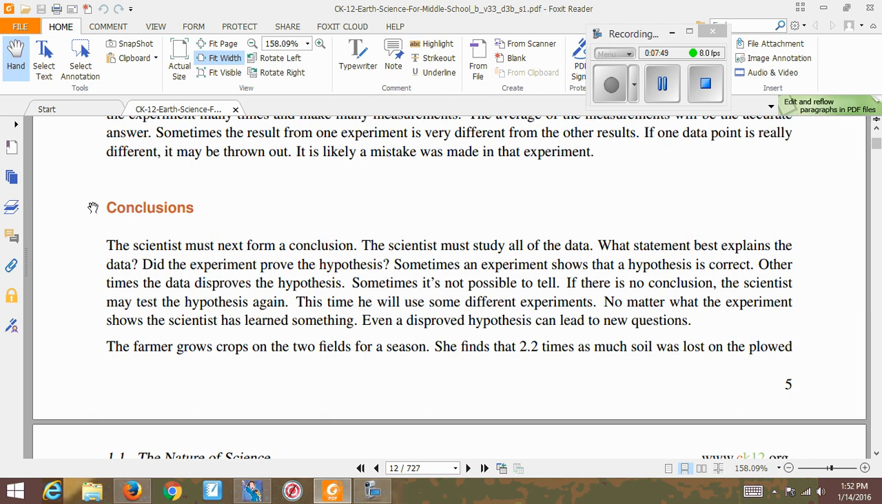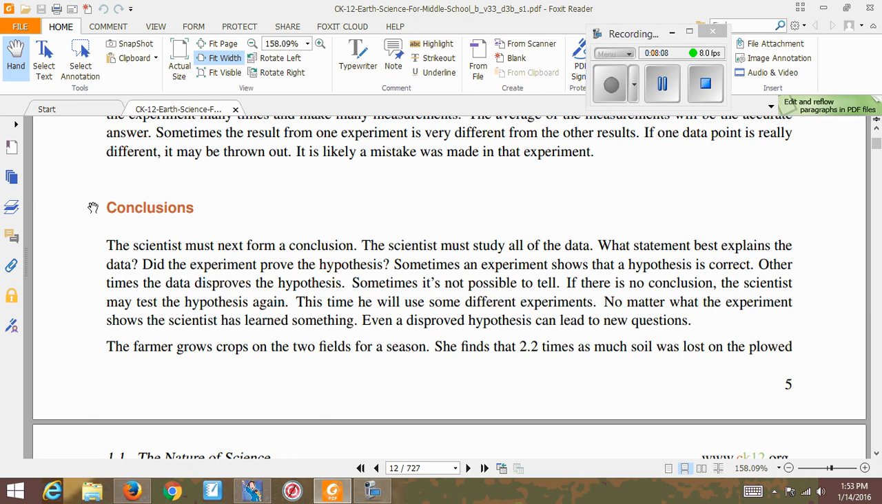If there is no conclusion, the scientist may test the hypothesis again. This time, he will use some different experiments. No matter what the experiment shows, the scientist has learned something. Even a disproved hypothesis can lead to new questions.